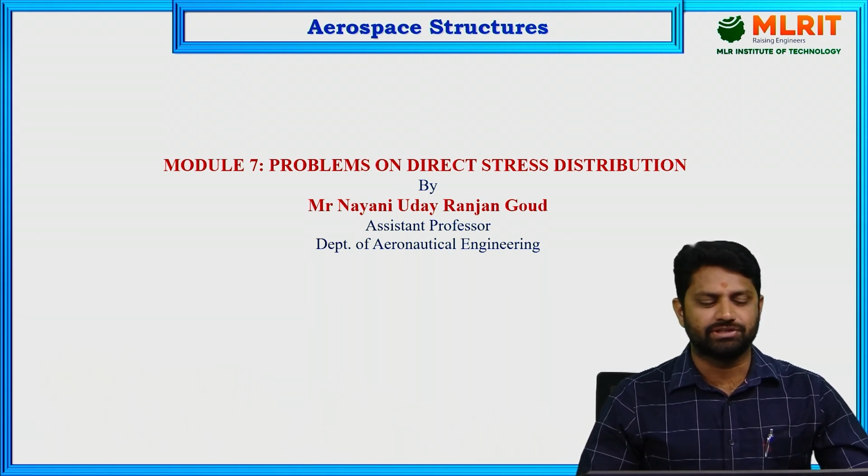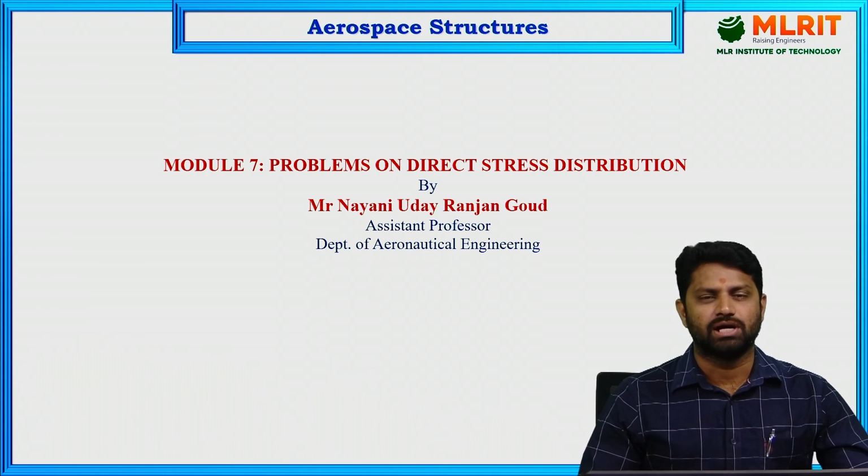So in the previous session, we discussed unsymmetrical bending of beams, in which we have seen the formula for direct stress distribution due to unsymmetrical bending, that is the formula for sigma z, and also the position of the neutral axis, that is tan alpha. Let's use the formula which we derived in the previous session and look into a few problems in this module.